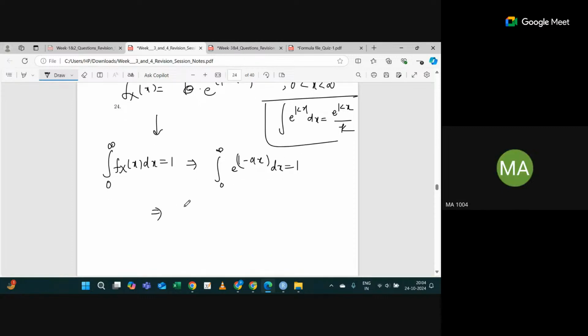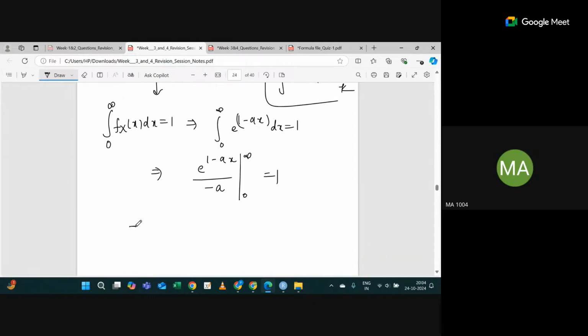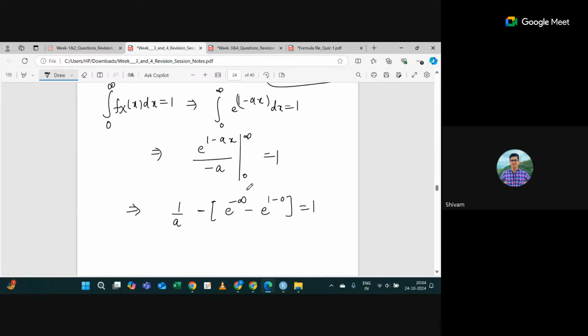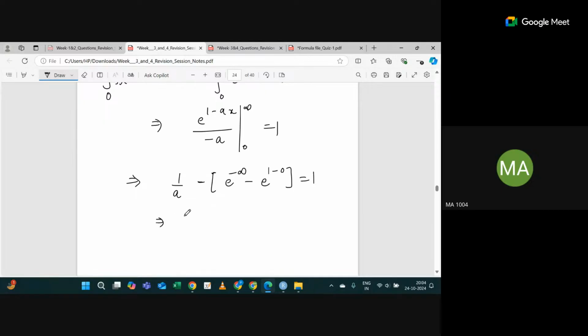Now, can I write e raised to power 1 minus ax divided by minus a, from 0 to infinity, equal to 1? From here, you can take 1 by a outside and the minus, and substitute the values. If you substitute infinity, you will get e raised to power minus infinity, minus e raised to power 1 minus 0, because you have to substitute at the place of x. So 1 minus 0 will be 1, and it will be 1 upon a.